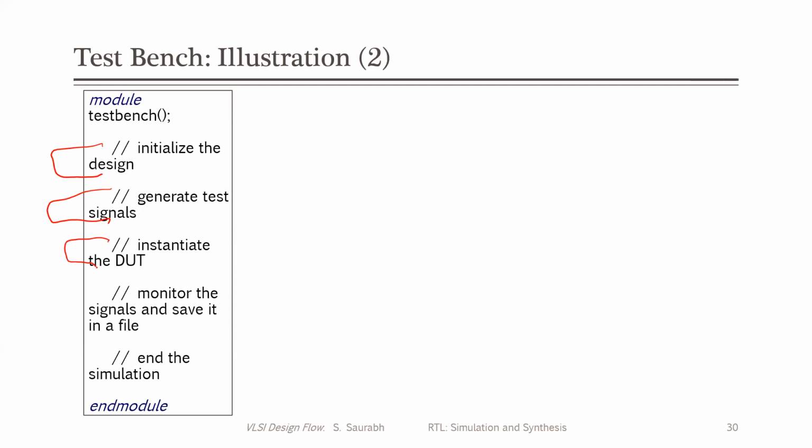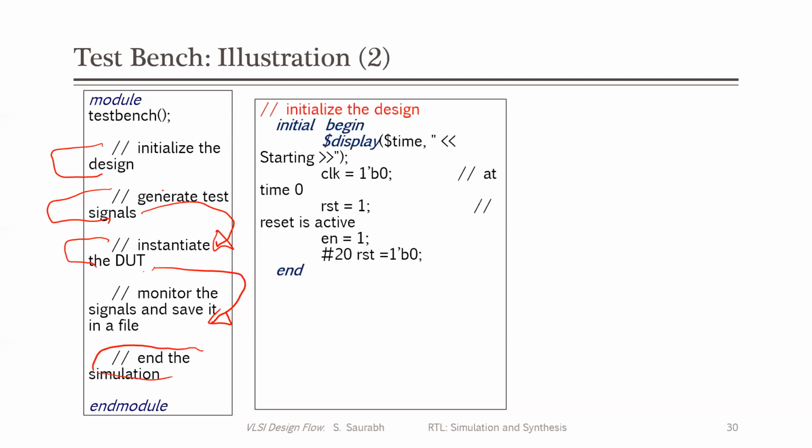Then we instantiate the design, and we apply this test signal to the DUT. Then the DUT will produce some output, and we monitor that output and save it in a file or see the waveform. Finally, we end the simulation. So these are the 5 steps that need to be done in a test bench. Now, for our counter, let's see how we can accomplish all these 5 tasks.